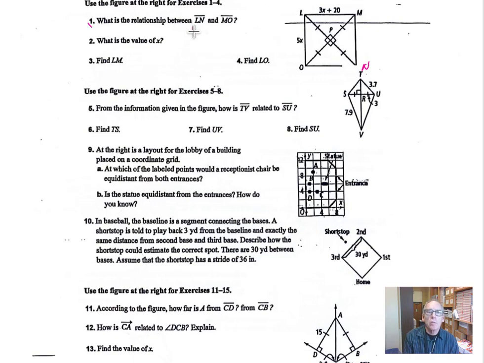So LN and MO are perpendicular bisectors of each other. Like LN bisects MO, and MO also is a perpendicular bisector of LN. What is the value of x? This is a square. These are all congruent triangles. We can see side angle side. So all these sides are congruent. So 5x is equal to 3x plus 20.